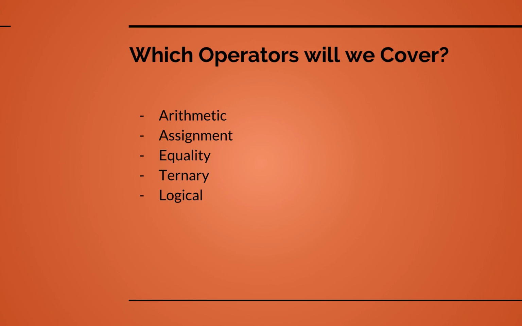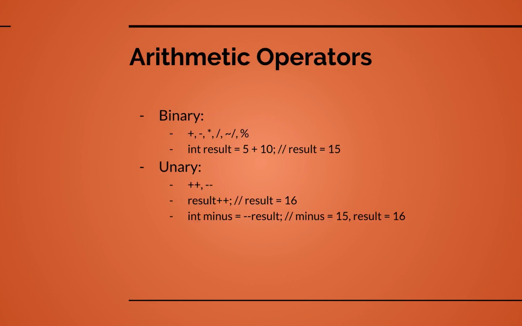So which operators are we going to be covering here? Well, we'll study 5 main categories. The first is going to be arithmetic, then assignment, third is equality, the fourth ternary, and finally we'll look at logical operators. There are a couple more categories of operators available in Dart, however I find them either to be not so relevant, meaning we don't really use them too much, or we need to learn a bit more about them before we can dive into those operators. So we'll skip over those ones for now.